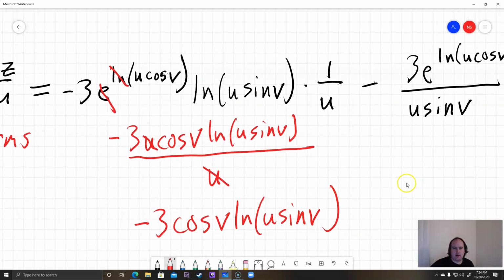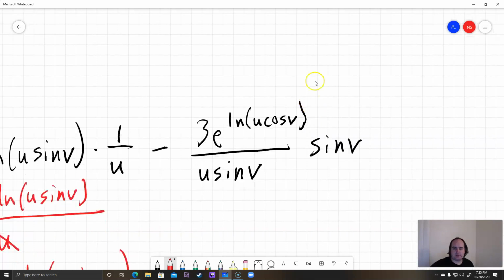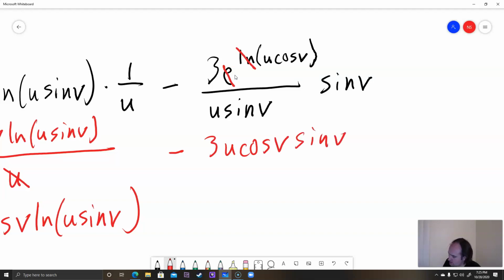Okay? Because the u's cancel. And then for this second term, we can simplify this one as well. So once again, we have e to the ln, so the e and the ln cancel out. So we're just going to have negative 3 u cosine of v times sine of v all over u sine of v. But the sine of v's are going to cancel and the u's are going to cancel. So we're going to be left with negative 3 cosine of v.